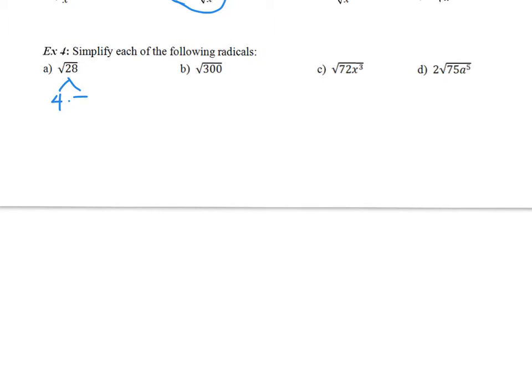4 times 7 is 28. So the square root of 28 would be equivalent to the square root of 4 times the square root of 7. Square root of 4, of course, is 2, so my final answer, 2 radical 7. So in that method, I'm looking for the biggest perfect square factor of the radicand.